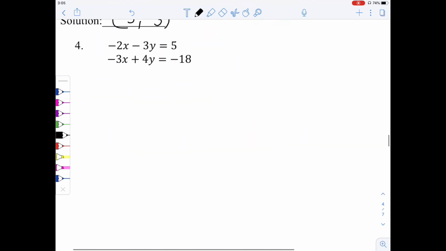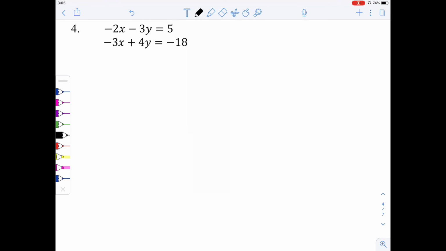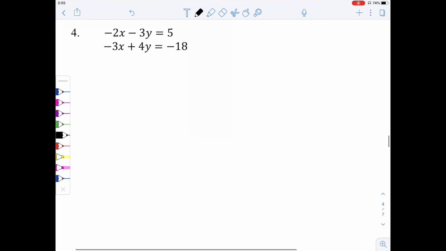Okay, so let's look at number 4. What's different about this one? Right? The x values have the same sign, right? Negative, negative. So we could cross multiply 3 and 2. We could do that and just make one of these numbers positive, one of these negative, so flip the signs. Or we could cross multiply 3 and 4. Up to you how you want to do it or what you want to cancel.